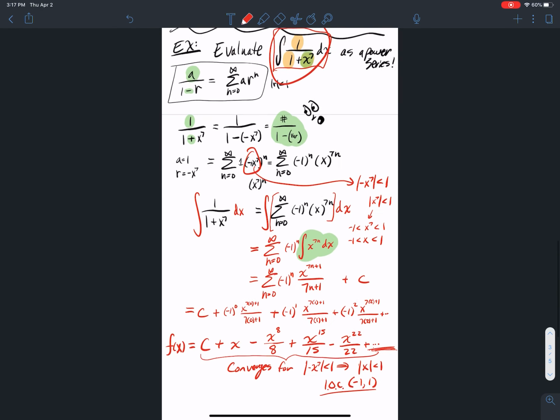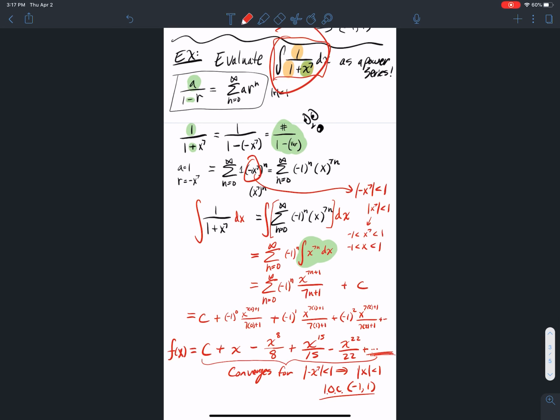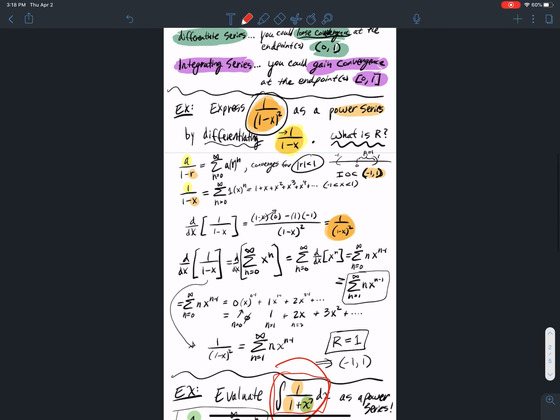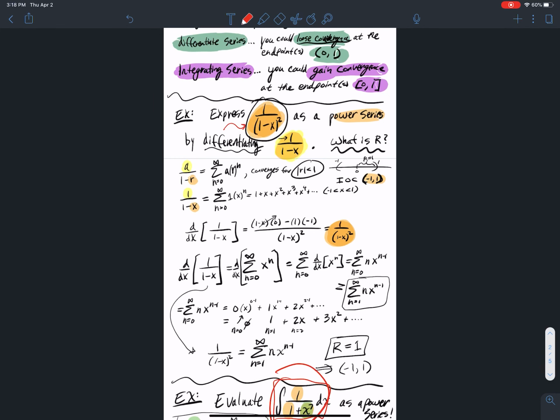Pretty interesting idea on how to integrate things, because not everything's integrable, you know, except you think about differentiating. We can take the derivative of anything that we want, right? We just follow the rules.